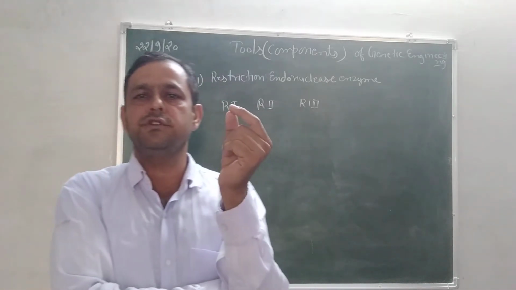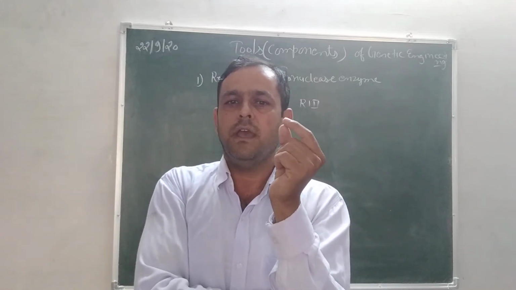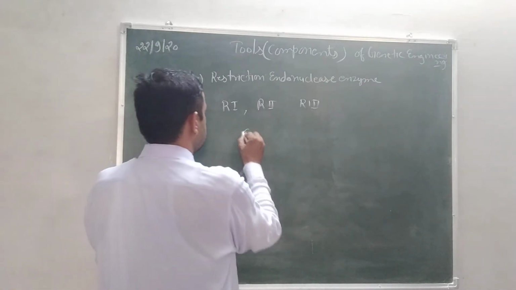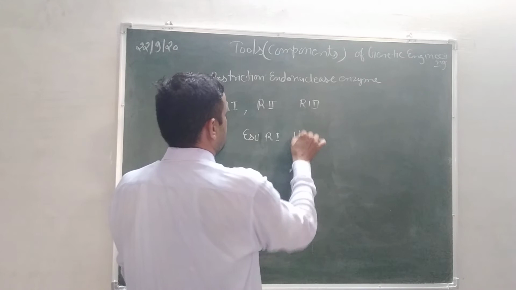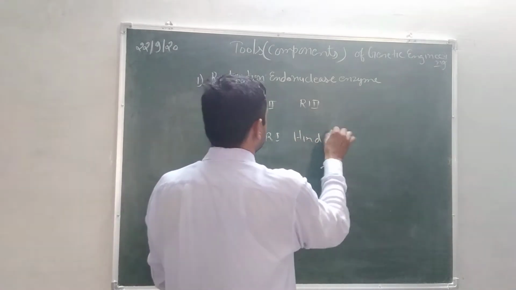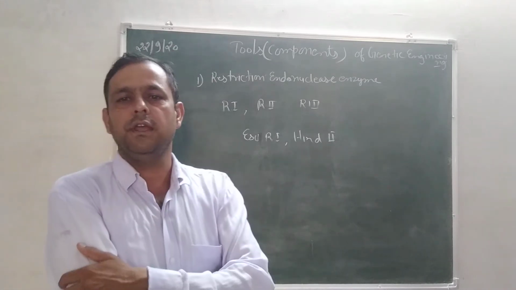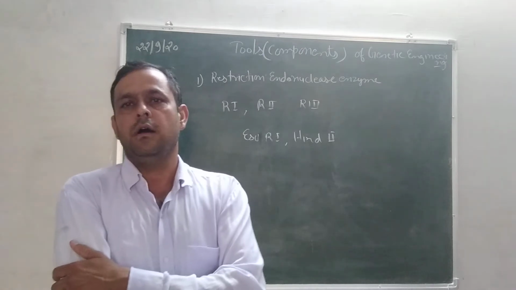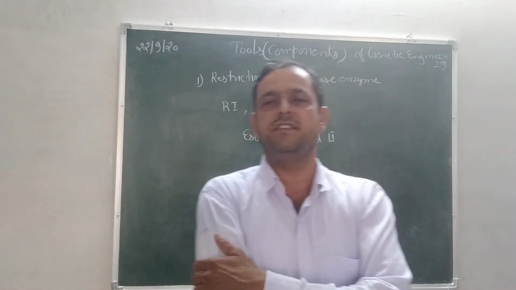It is mainly used in gene cloning and restriction mapping. Example, EcoRI, HindII. These are examples of restriction endonuclease enzymes. First of all, nomenclature. How do we write the name of these restriction endonuclease enzymes?